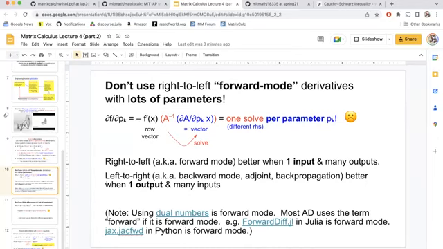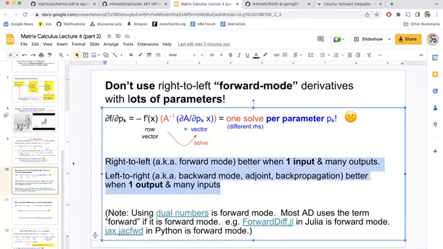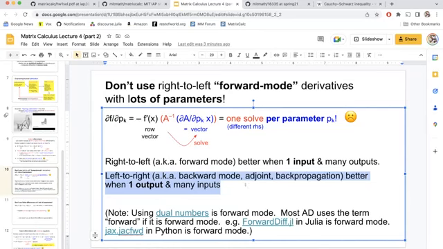Actually, I wrote this down. From right to left, forward mode is better when you have one input and many outputs. Left to right, which is also called backward mode, adjoint methods, or backpropagation, has a lot of names because I think it's been rediscovered independently multiple times. It's just left to right chain rule. It's better when you have one output or a few outputs and lots of inputs.